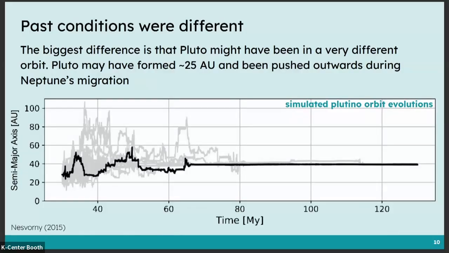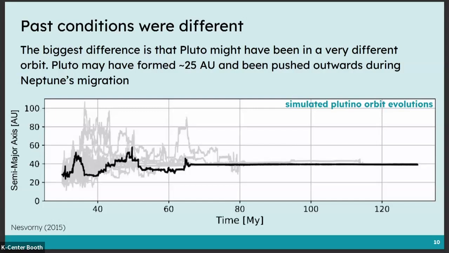And then a big difference for Pluto long ago versus Pluto in the present day is its orbit. So Pluto might have formed closer to the sun, maybe around 25 AU, and then was pushed outwards during giant planet migration. So specifically when the orbit of Neptune was extending outwards, Pluto and the other Plutinos and really the other Kuiper Belt objects just got tossed around the solar system and had very different orbits than their present day.